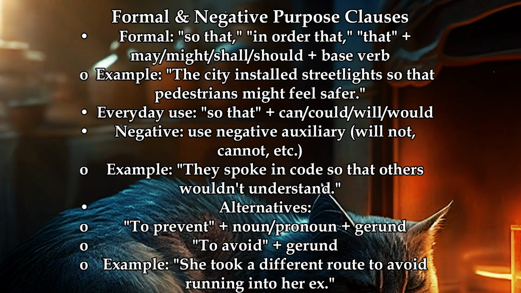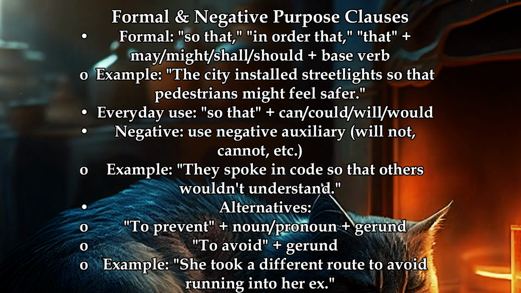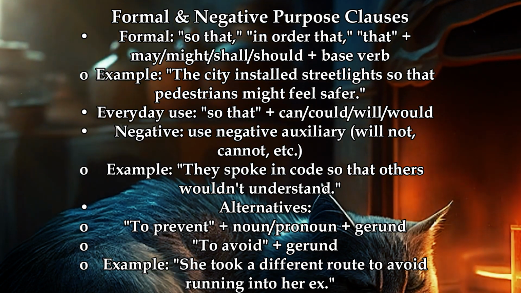To form negative purpose clauses, simply use the negative form of the auxiliary verb: will not, would not, cannot, could not. It's like putting a no entry sign on the purpose door. For instance, they spoke in code so that others wouldn't understand their conversation.